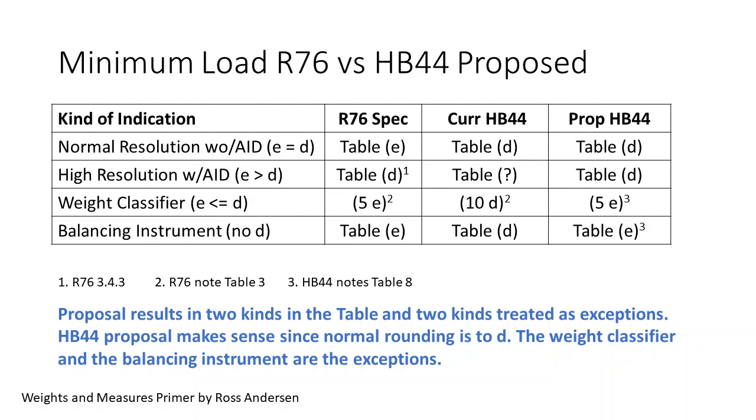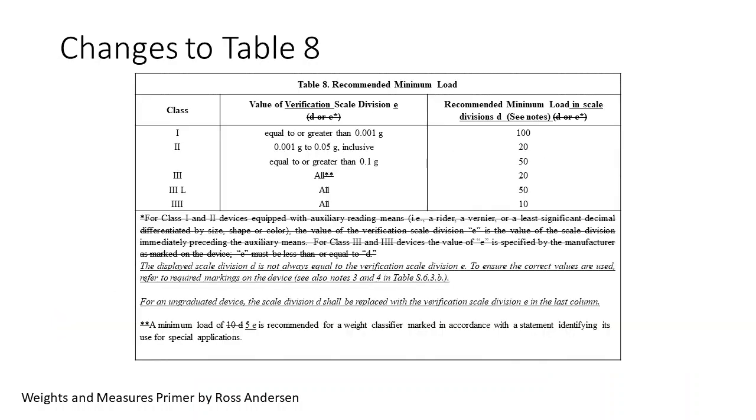This makes sense since the issue is rounding error and we are rounding to the scale division D. The balancing instruments are in the table in E by exception, as they have no Ds. The weight classifiers that round up now match R76 at 5E. Here are the changes to Table 8.